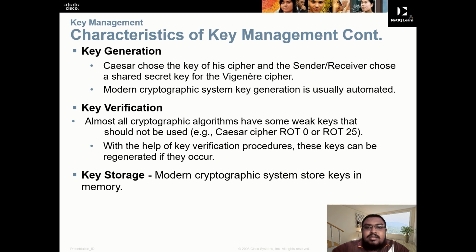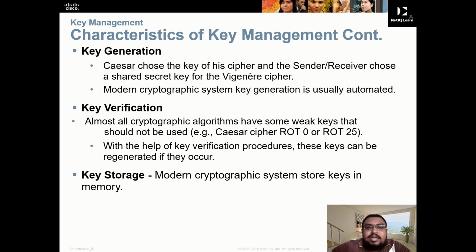The first one is key generation. Key generation depends on the cryptographic system that the key is meant to be used with. For instance, Caesar chose the key of his cipher, and the sender and receiver choose a shared secret key for the original cipher. In modern cryptographic systems, key generation is usually automated.